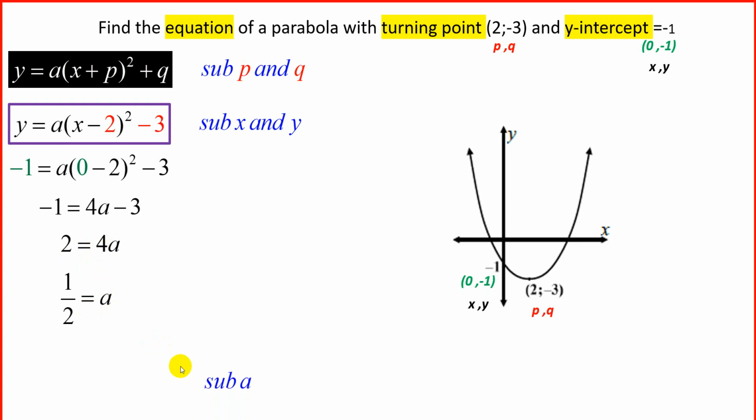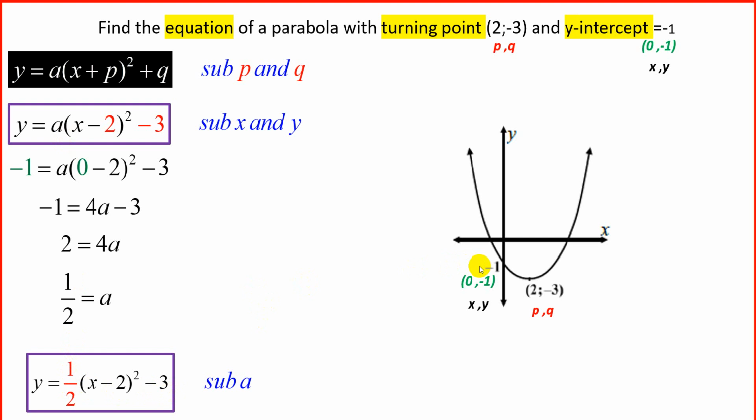Next, we're going to sub a back into this equation where we have a, y equals a into x minus 2 all squared minus 3. And placing our a value of half into a, we get y is equal to half into x minus 2 all squared minus 3. And this is the equation of the parabola.